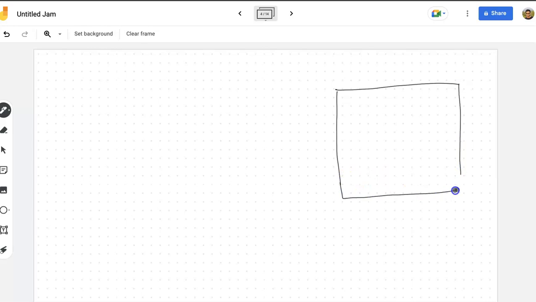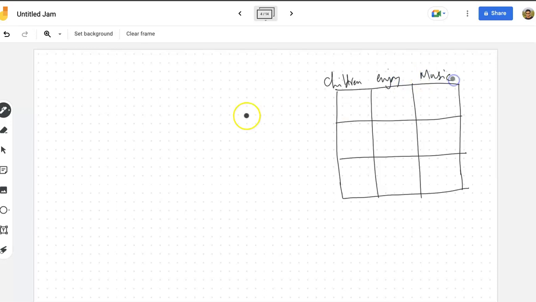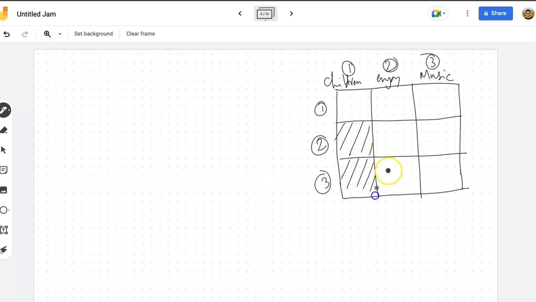Now the sentence is children enjoy music. So this is the first place, this is the second, this is the third. We can ignore these cells, because only the upper triangular cells are important. First we will fill up the diagonal elements: 1 1, 2 2 and 3 3.